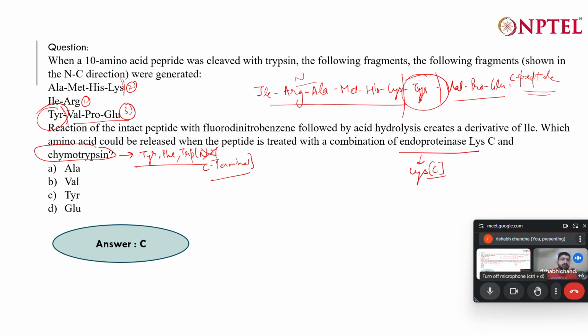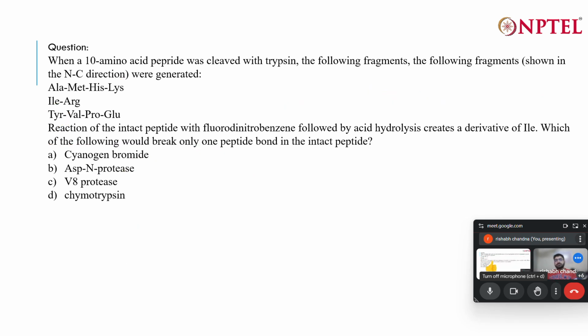So now the explanation is clear. Okay, let's move on to the next question, the other question from the same part. Which of the following would break only one peptide bond in the intact peptide? You know the sequence of the peptides from the last two questions. So what will be the answer for this particular question?